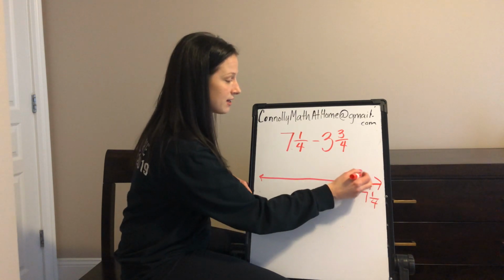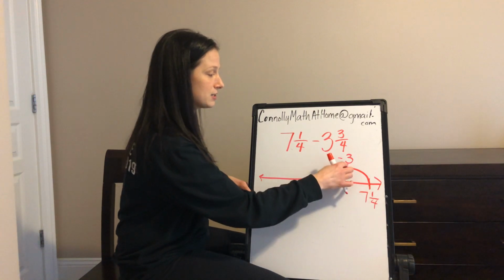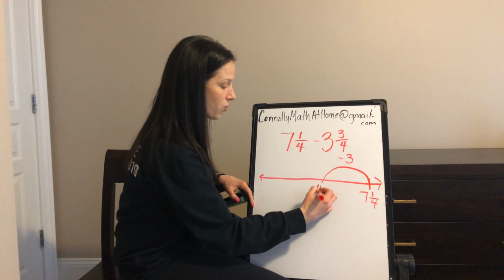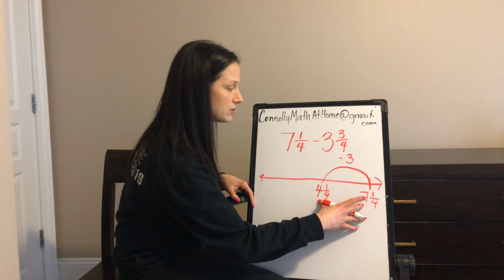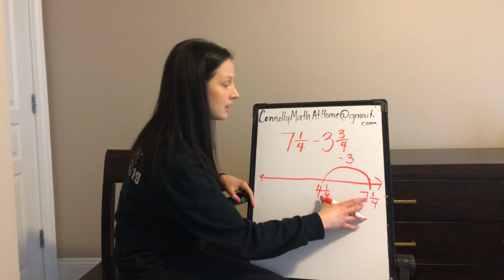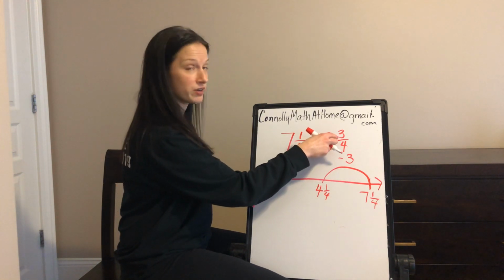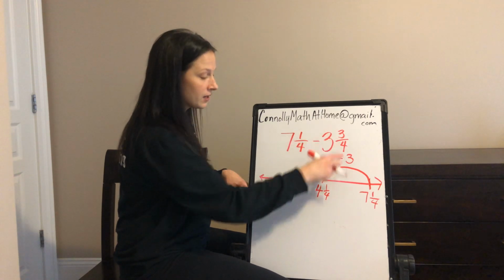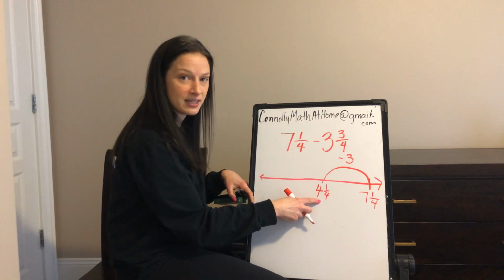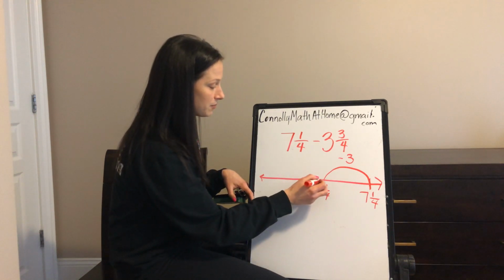So I'm going to subtract 7 and 1/4 minus 3. 7 and 1/4 minus 3 wholes will get me to 4 and 1/4. Nothing changes with the fraction. We're just subtracting the whole numbers here. So far I've subtracted 3. I want to subtract 3 3/4. So I know I have 3/4 left to go. However, I want to make this a whole number to work with. I don't want to mess around with this mixed number right now.